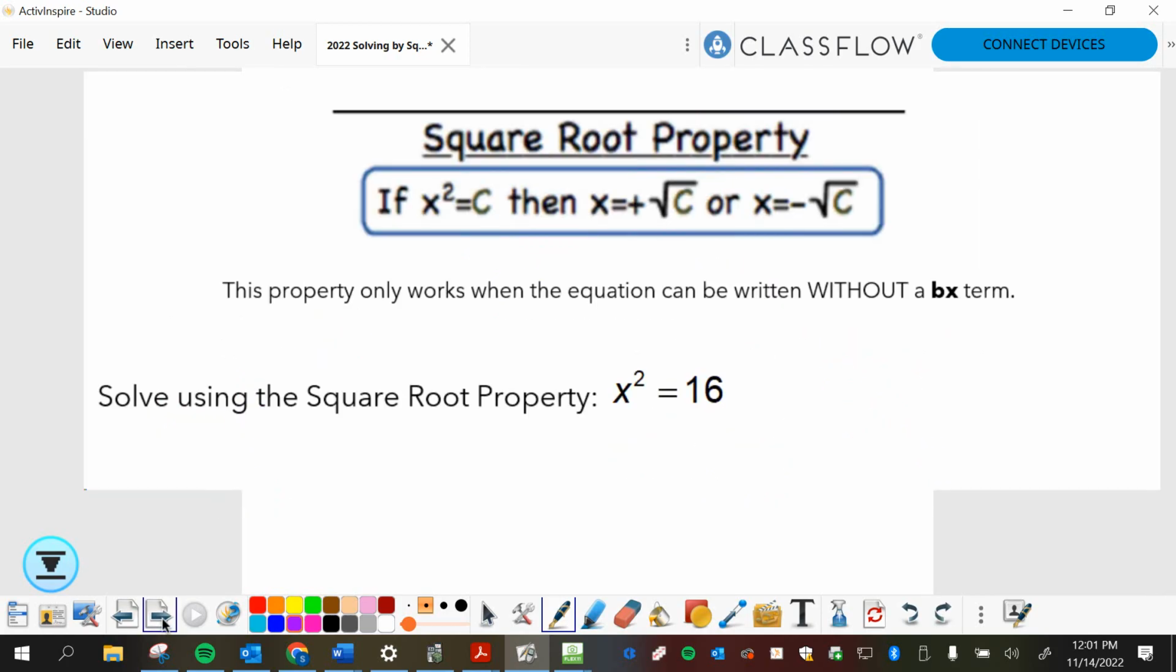Okay, now we need to talk about the square root property. So before we talk about that, I just want to ask you this question. If I asked you, what's the square root of 9? What would you tell me? Square root of 9. 3, right? You said 3.